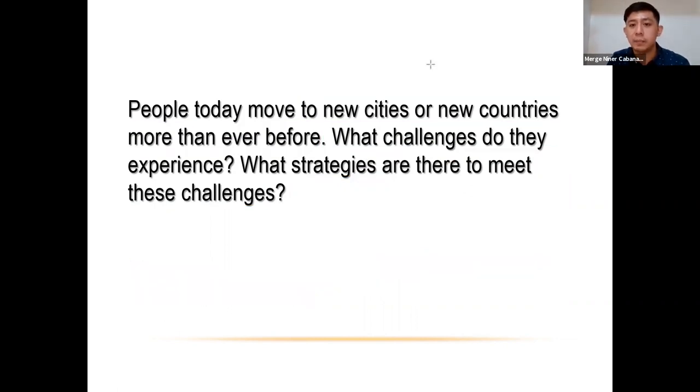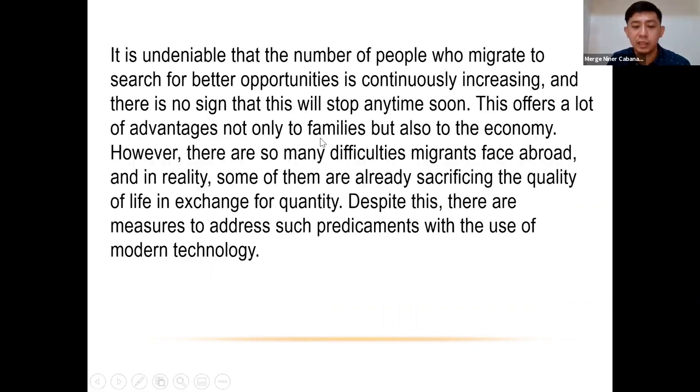So this is my sample introduction. And let me read this to you, okay? So it is undeniable. I'm going to use a spotlight. All right. It is undeniable that the number of people who migrate to search for better opportunities is continuously increasing. And there is no sign that this will stop anytime soon.